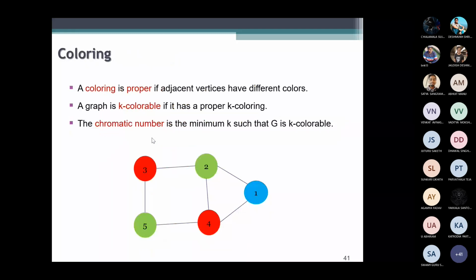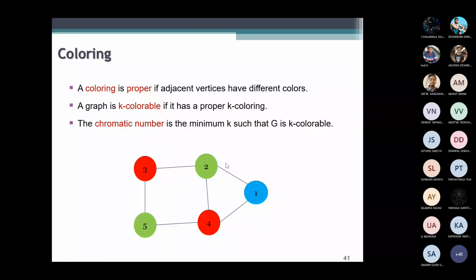Coloring. A coloring is called proper coloring if adjacent vertices have different colors. Okay. So say for example, in this graph, it is a proper coloring because adjacent vertices have received different colors. A graph is called K colorable if it has a proper K coloring. That means with K colors, you can properly color this graph. By properly color, we mean that adjacent vertices will receive different colors. So with K colors, we can do that.